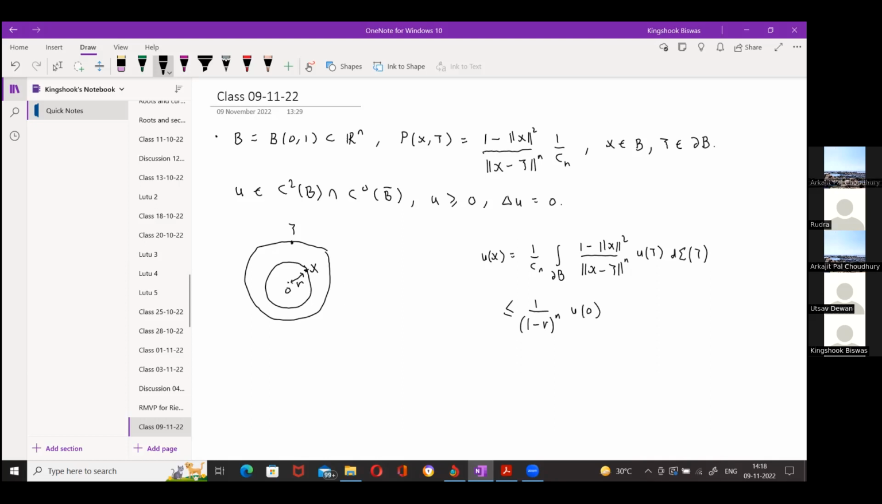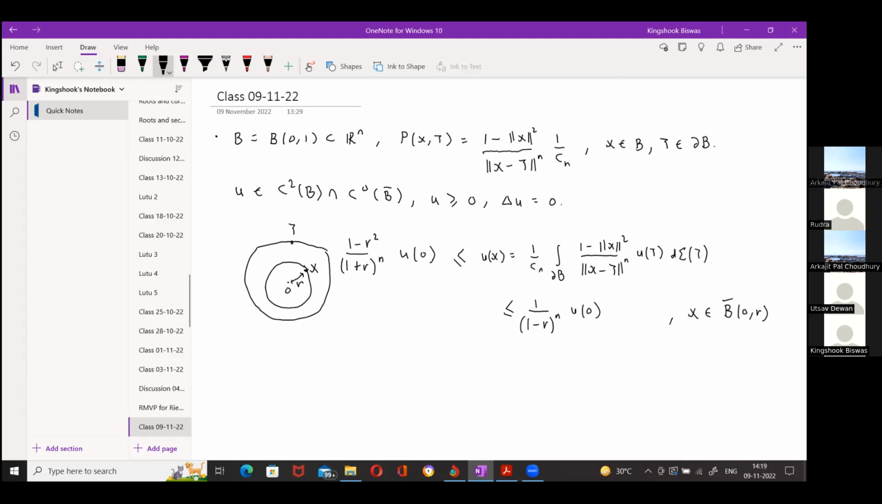So I have an upper bound of the values inside the ball of radius r in terms of the value at the center. And similarly, I have a lower bound also. 1 minus norm x squared is greater than or equal to 1 minus r squared. And norm x minus xi is less than or equal to 1 plus r, so I'll get 1 plus r to the n, and then u0. So this is the classical Harnack in Rn.